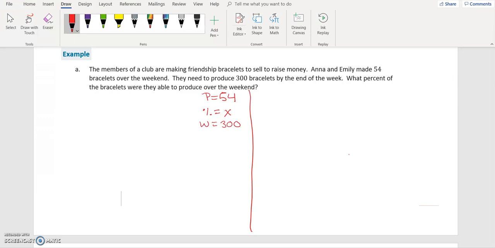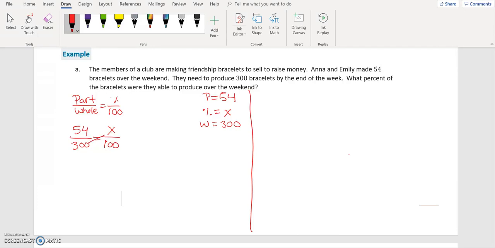Okay, and so over on the left side, we said we're going to be working with the proportion, and in our proportion, we have the part over the whole is equal to the percent over 100. And so our part, we're just going to plug in. We said is 54 over the whole, we said is 300, is equal to the percent, which is unknown, so we're going to do an X, over 100.